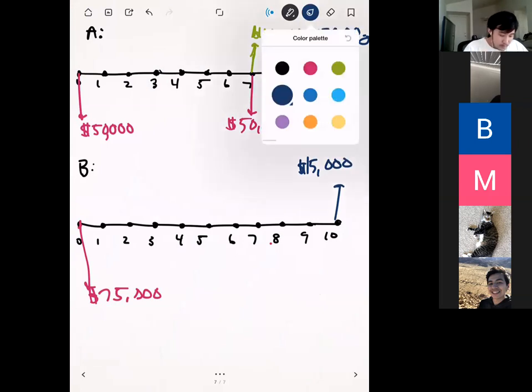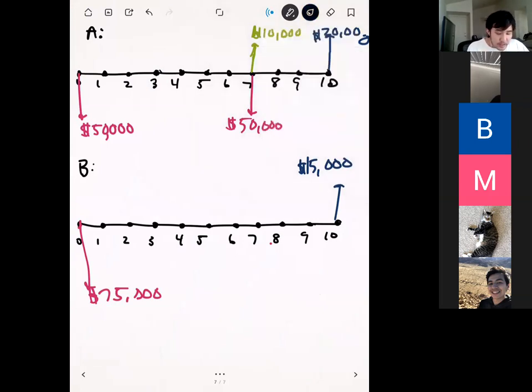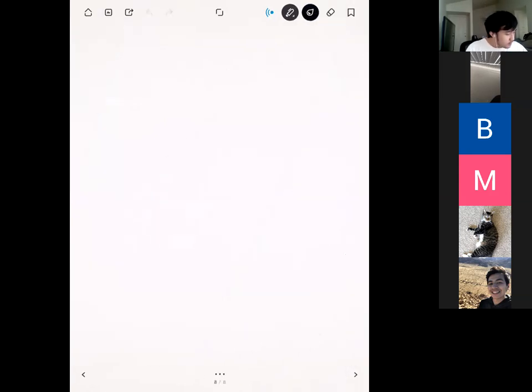Okay. And so from these, you should be able to compute the present worth from these two cash flow diagrams, where they're both the same length, but they have different cash flows. Okay. All right. Any questions on the cash flow diagrams? Okay. So let's compute their present worths.